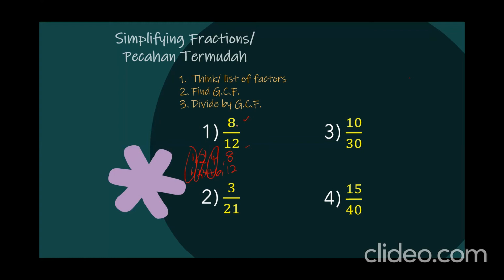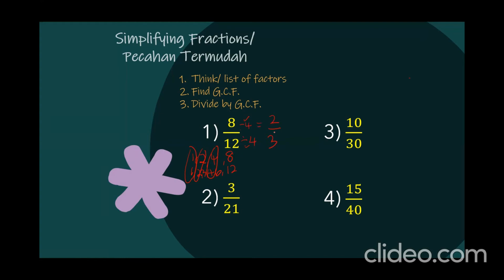So 8 and 12 have to be divided by 4. So 8 divided by 4, 12 divided by 4. So we got 2 over 3, or we call it 2/3.